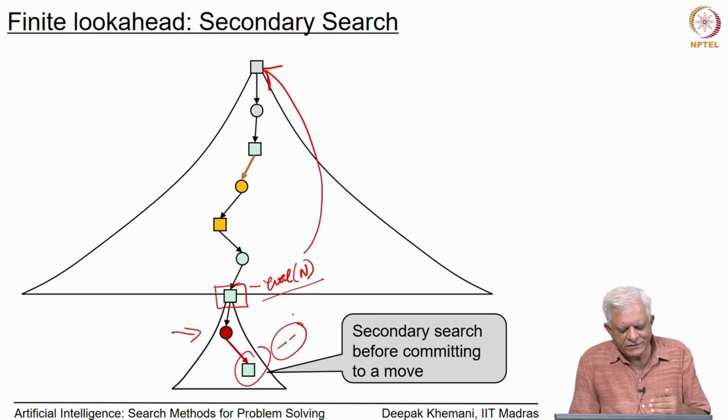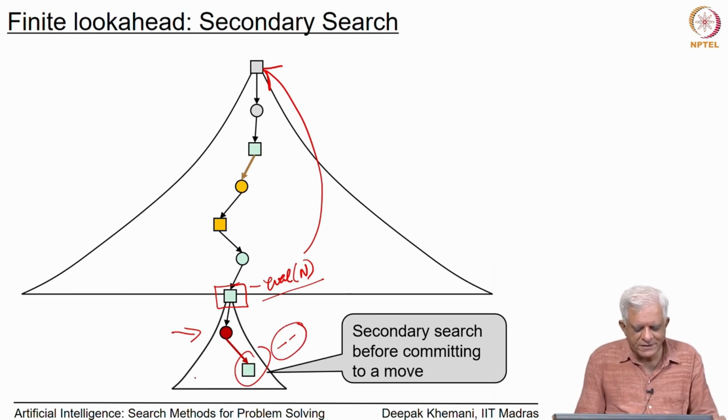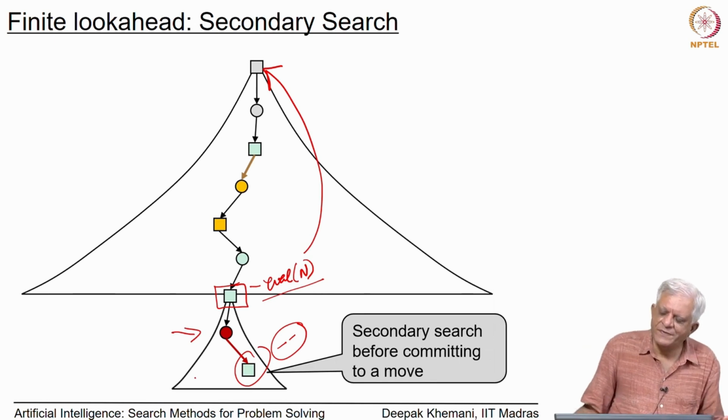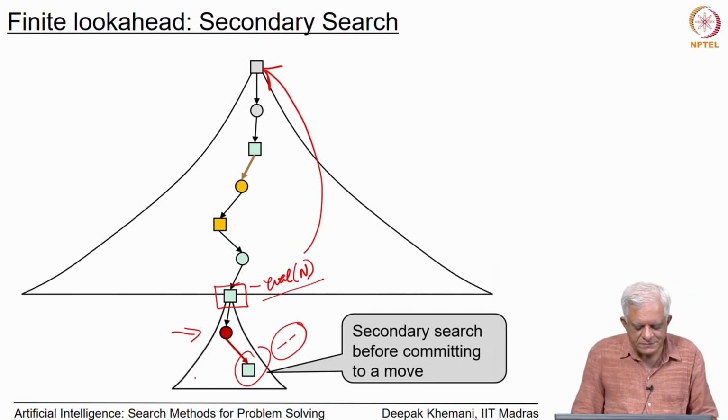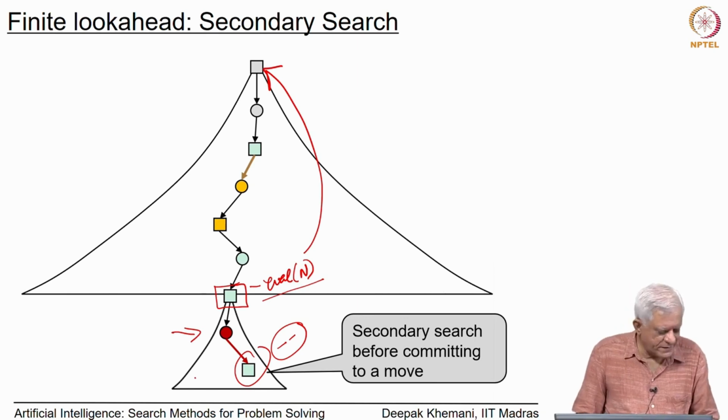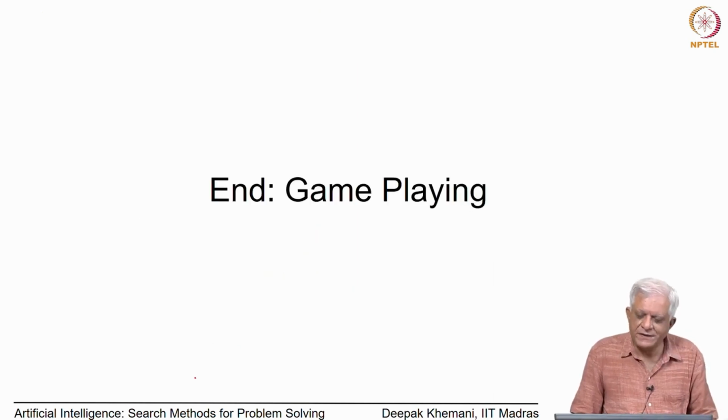So, you can try to cater to this by doing a secondary search, a limited look ahead search from that node that gives us the minimax value, just to see that the evaluation function does not fluctuate too much, and in practice this has been found to work quite well. So, just before making a move, most algorithms tend to do a little bit of secondary search just to make sure that that move is okay essentially. So, with this I think we will end our study of game playing.